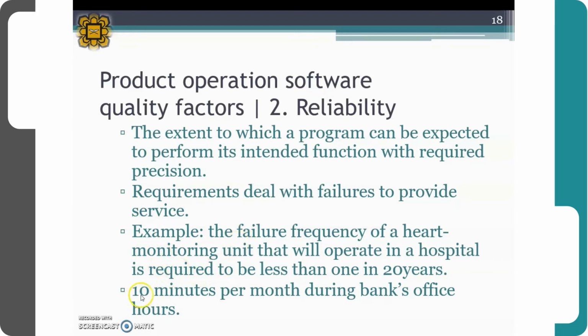Or you can say 10 minutes per month during bank's office hours. So for example, this is for an online banking system. They only allow the system to fail to provide service for 10 minutes per month.